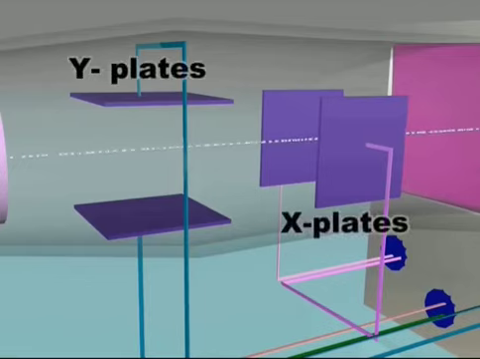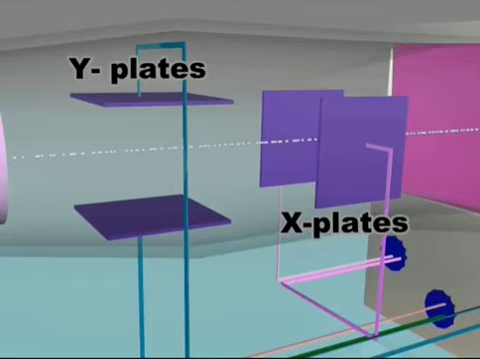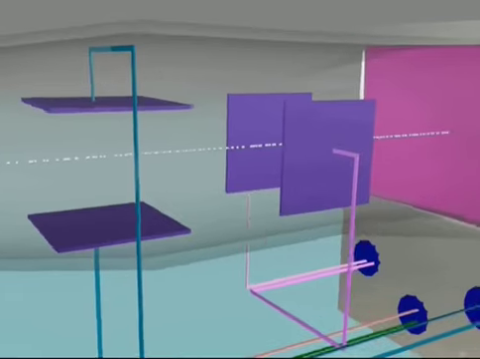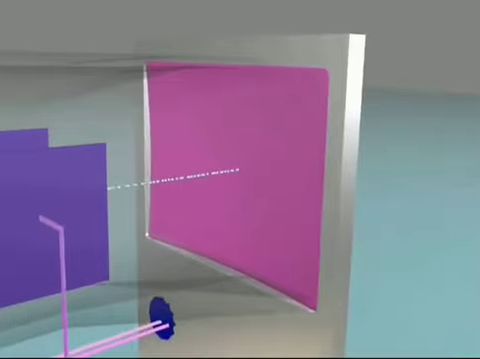The other two plates are named the X plates, and they are responsible for deflecting the beam horizontally left and right across the screen. The voltage on the X plate is controlled by a button on the interface. This button is referred to as the time base.